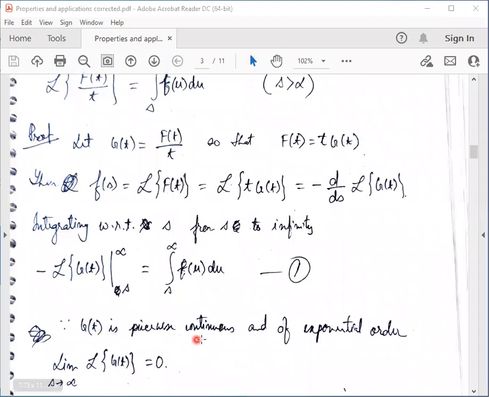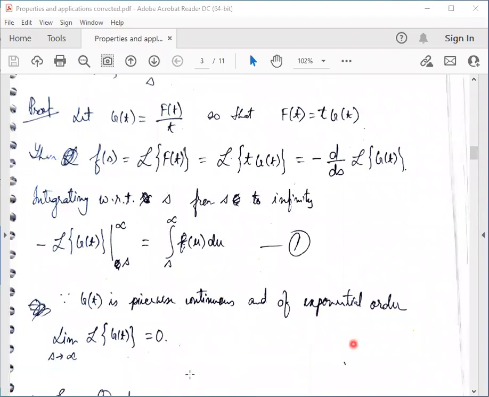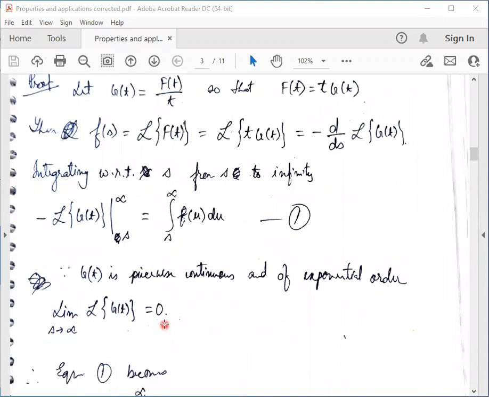Since g is piecewise continuous and is of exponential order, in the limit s tends to infinity, the Laplace transform of g is equal to 0. Okay, this we did as theorem number 2 earlier. If we have a function which is piecewise continuous and of exponential order, then in the limit s tends to infinity, the Laplace transform of that function would be 0. This we did earlier, okay, as theorem 2.